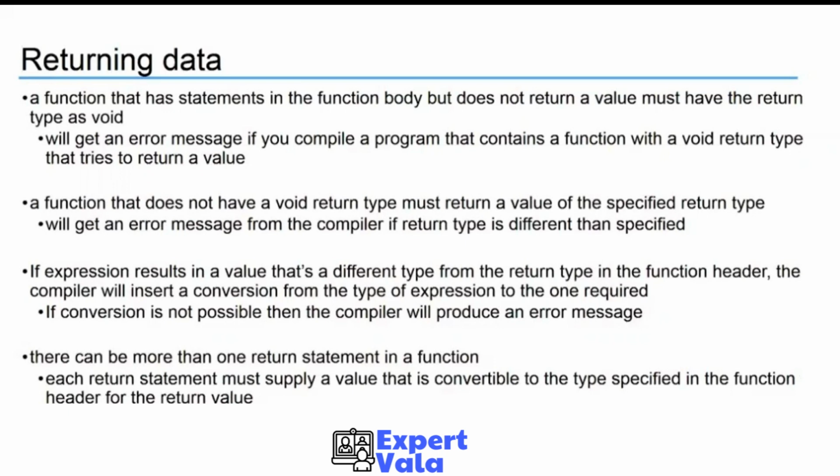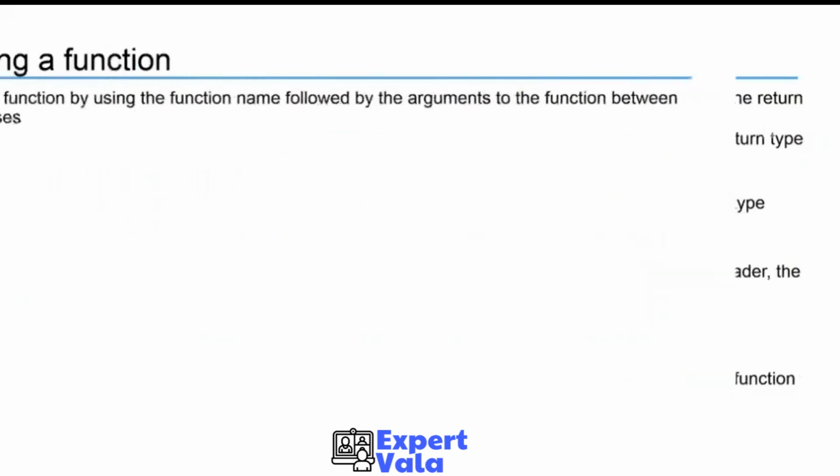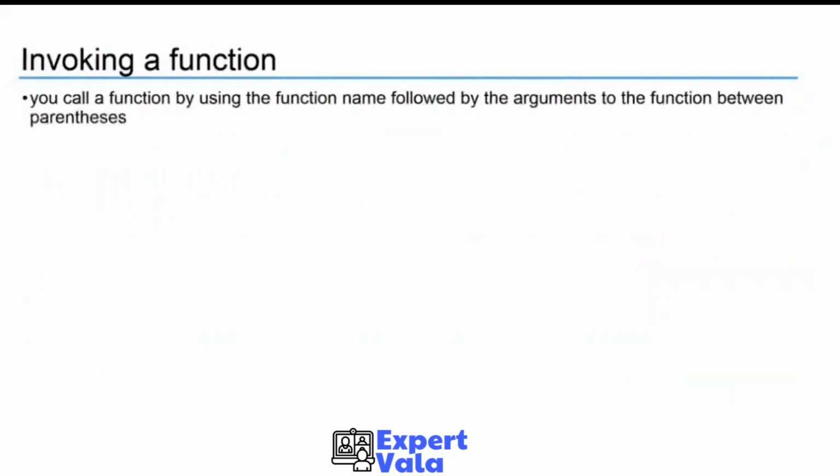Now that we have talked about passing data and returning data, we know how to invoke a function, but I want to say a couple of other things about invocation. You call a function by just using the function name followed by the arguments that you pass, in between the parentheses. We know that so far, but I want to formally state it. That's how you can invoke a function.